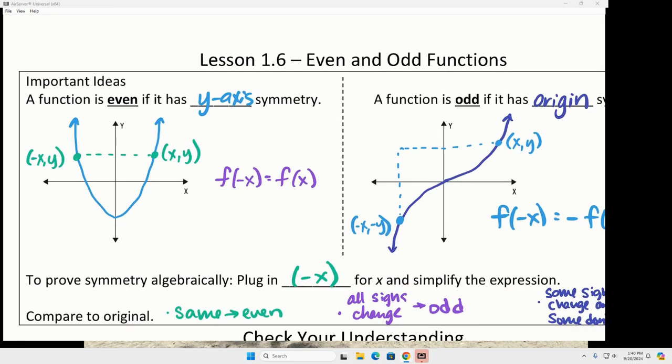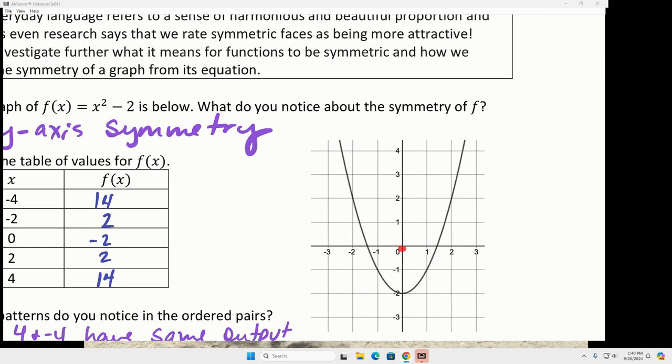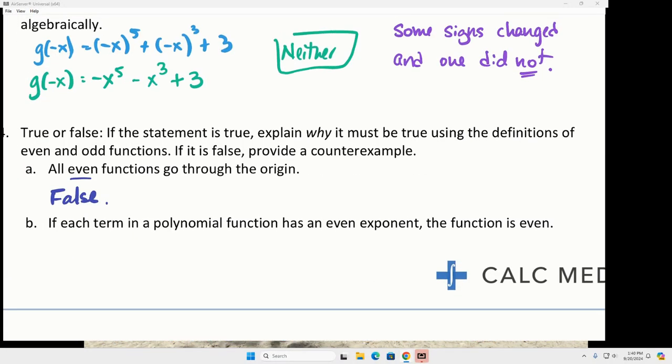So we drew this one that's even. It does not go through the origin. The one on the other side is even. It does not go through the origin, so that's false. And a counterexample, we could draw either one of those. Even function, not through the origin. It's definitely not a requirement.